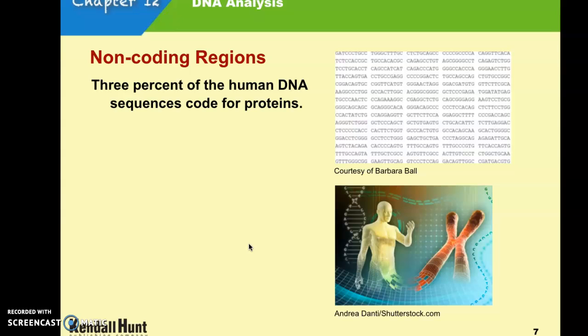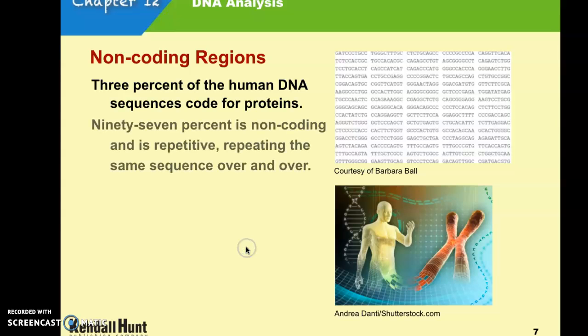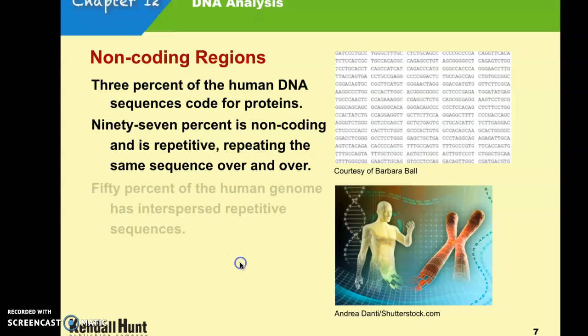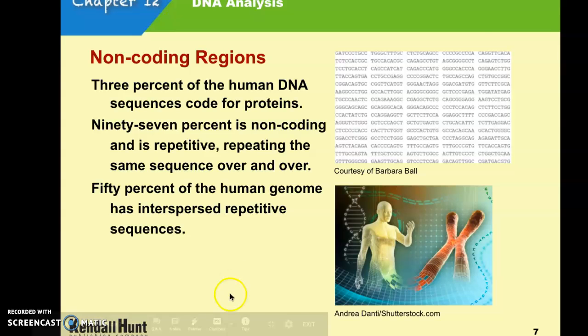So you have coding and non-coding regions. 3% of human DNA codes for protein. The rest of it is non-coding. It's repetitive. It has the same repeating sequences over and over again. The difference is we differ in the number of times it actually repeats. 50% of your human genome or DNA has these repetitive sequences.